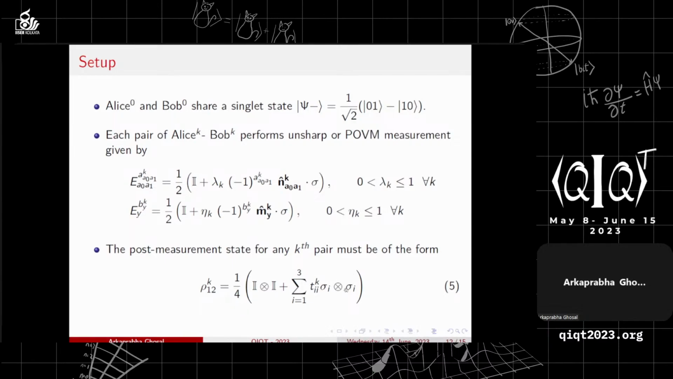Now why are we using this particular structure? Because if they want to implement 2-to-1 RAC, the restriction was that on Bob's side, the reduced density matrix must be maximally mixed. And for 3-to-1 RAC, there was no restriction. So for this particular class of states, both 2-to-1 and 3-to-1 RAC will be satisfied.